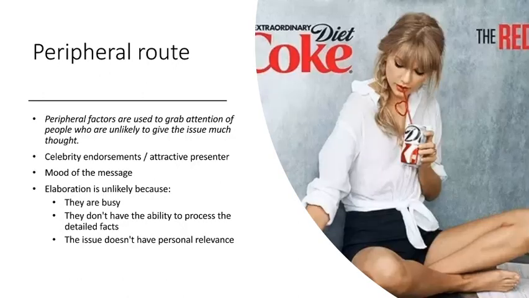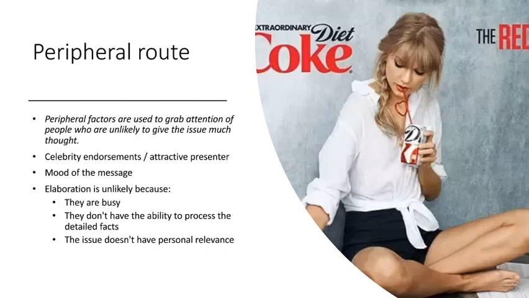If we take the peripheral route on the other hand, this is an example of a peripheral route advert on the right hand side. That's a simple attention-grabbing one: let's associate Diet Coke with a very beautiful celebrity. Then peripheral factors are used to grab the attention.